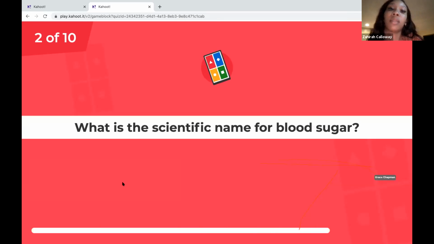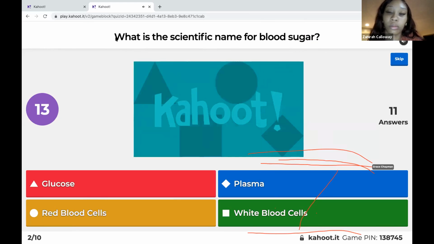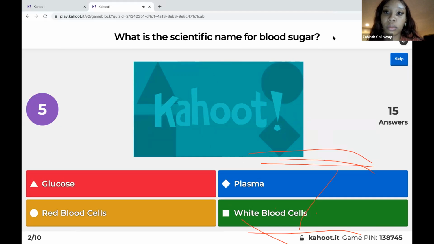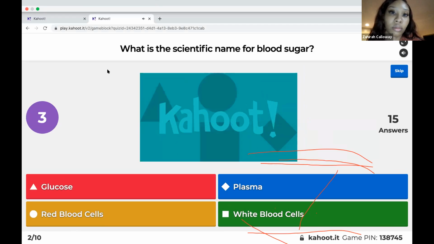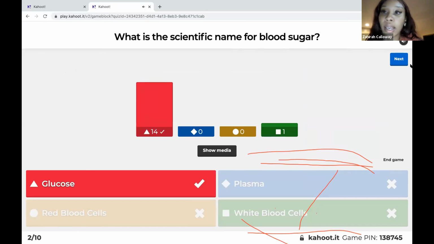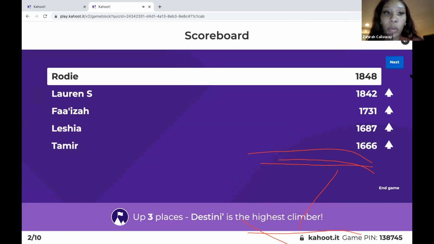What is the scientific name for blood sugar? Glucose, plasma, red blood cells, or white blood cells? Yes, the correct answer is glucose. All right. I see we have some people coming through.